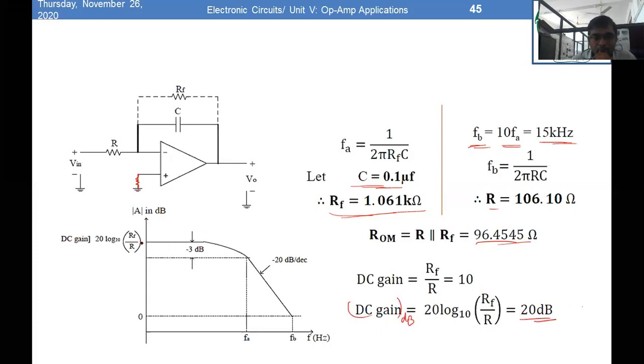You can see here, this gain has been shown. It is stable up to this point, but when you increase the frequency up to FA, it would decrease by minus 3 dB. And after that, it would act as a perfect integrator, and your gain would linearly decrease by minus 20 dB per decade. So this is the way you have to solve it.